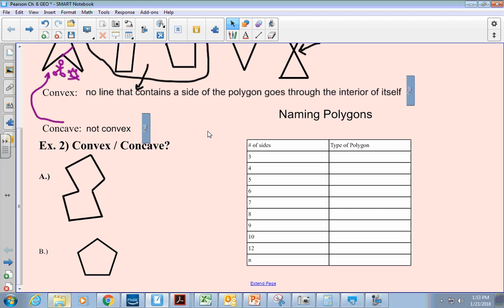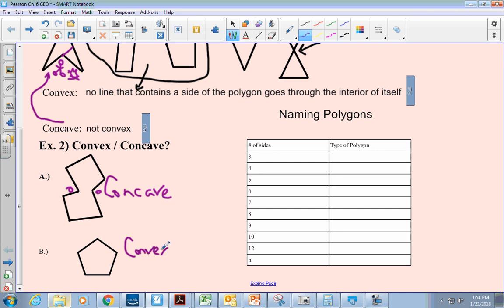All right, so now A and B, we're determining, is it convex or concave? A is concave because it has the little caves in here, right here, and then this little cave right here. So this is concave. B is convex because if I extended all these lines out, none of them would cross through the interior of the polygon, so this gets to be convex. And the way I remember it is it's concave if it has a cave; if it doesn't, it's the other one, convex.